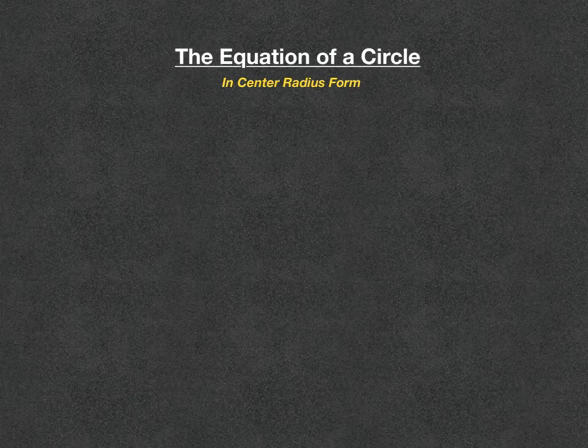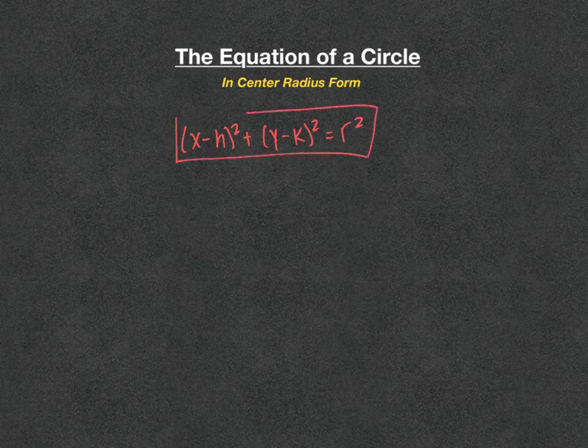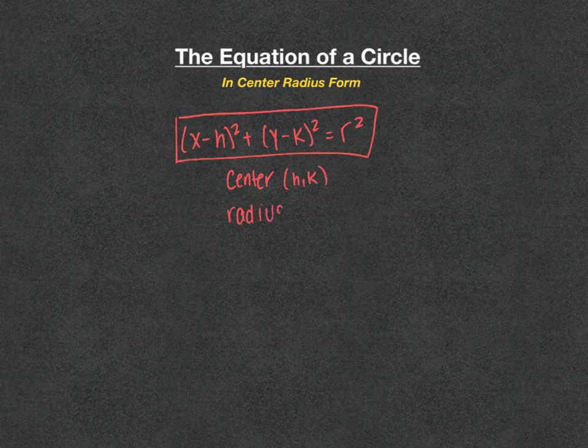Hi everyone, in today's lesson we're going to talk about the equation of a circle in center radius form. So you might remember this form from geometry. Let's just review it. It's (x minus h) squared plus (y minus k) squared equals r squared. This is the center radius form of a circle, where the center is found by taking (h, k) and our radius is found by taking the square root of r squared.